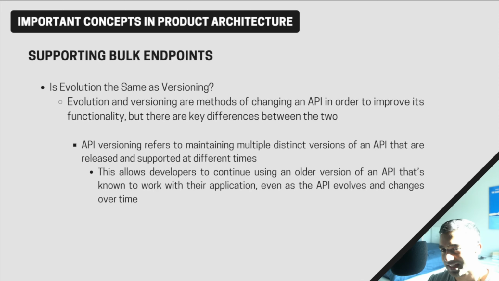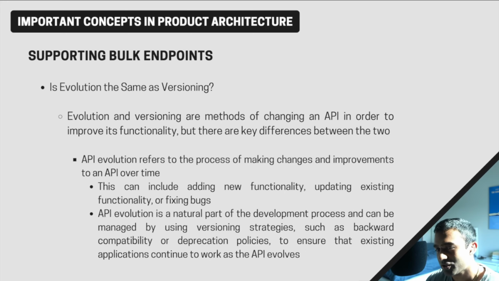Is evolution the same as versioning? Evolution and versioning are methods of changing an API in order to improve its functionality, but there are key differences between the two. API versioning refers to maintaining multiple distinct versions of an API that are released and supported at different times. This allows developers to continue using an older version of an API that's known to work with their application, even as the API evolves and changes over time.